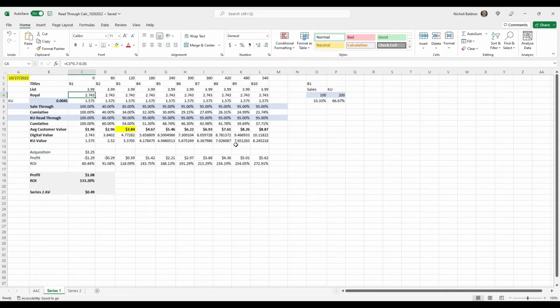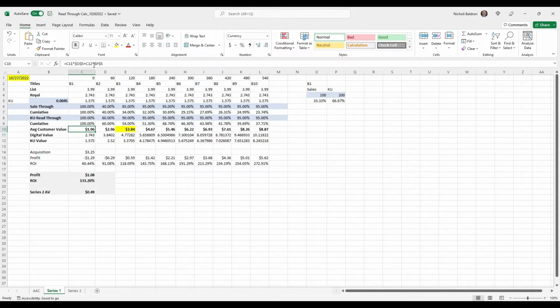So royalties are going to be 70% since we're at the above $2.99 price point. And then I automatically subtract 5 cents for delivery fee because that tends to be higher than what it works out to. And so I prefer to be on the more conservative side. So that leaves us with a royalty of $2.74 and a KU royalty of $1.57.